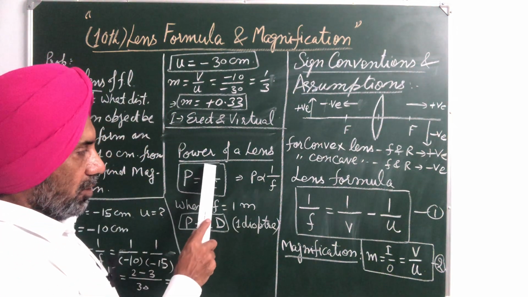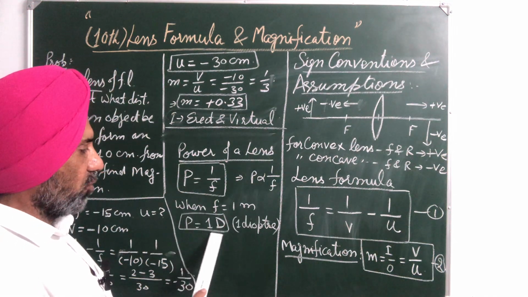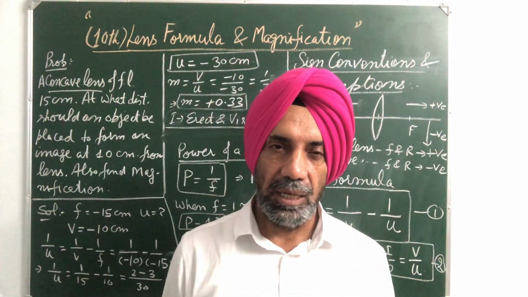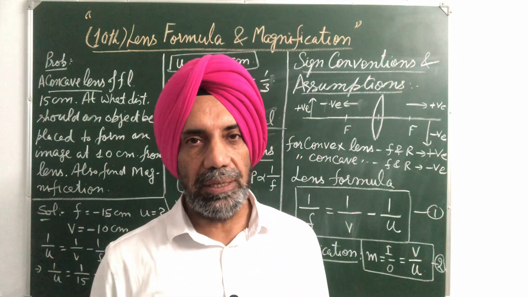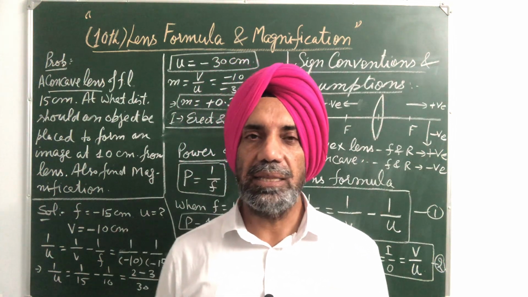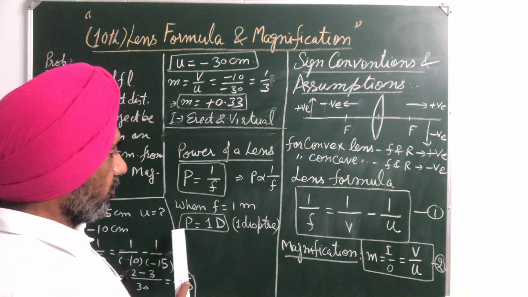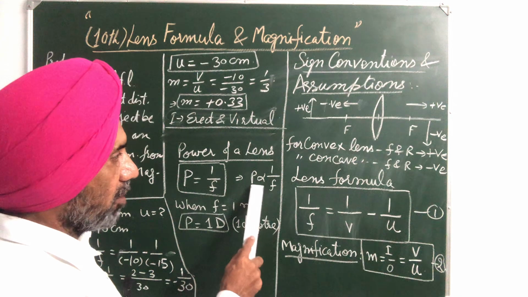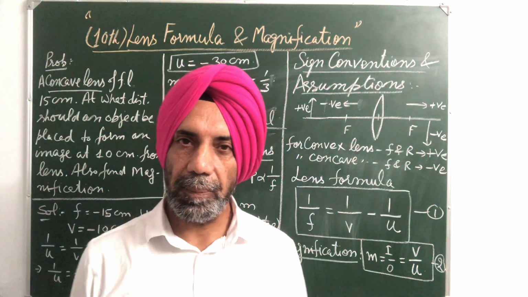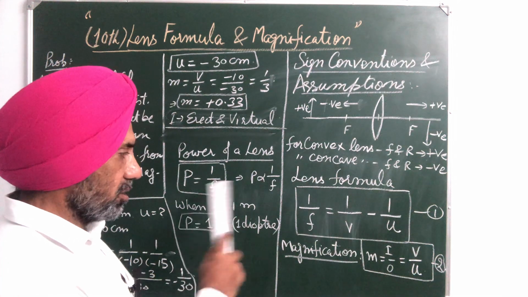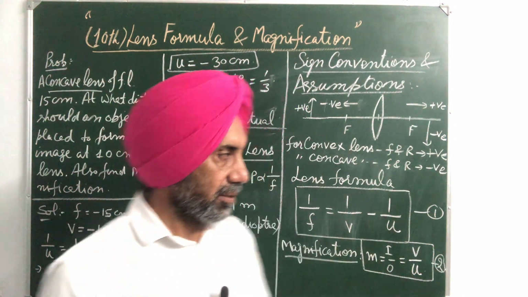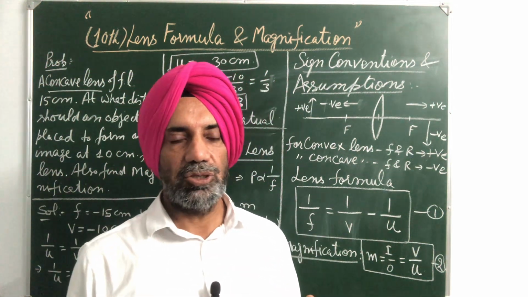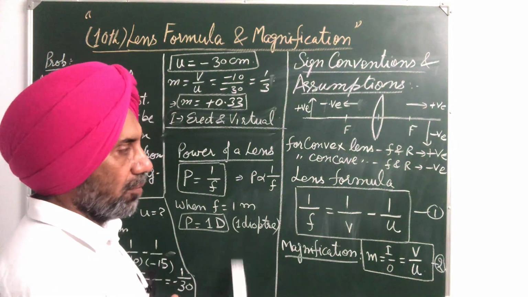So P = 1/f. If f = 1 meter, P = 1 D. So it is called 1 diopter. Diopter is the unit of power in the SI system. So the power of a lens is said to be 1 diopter if its focal length is 1 meter. The power of a convex lens will be positive and the power of a concave lens will be negative, because the focal length of a convex lens is positive and of a concave lens is negative. This unit is used by doctors to examine our eyes and to correct our sight using lenses of different powers.